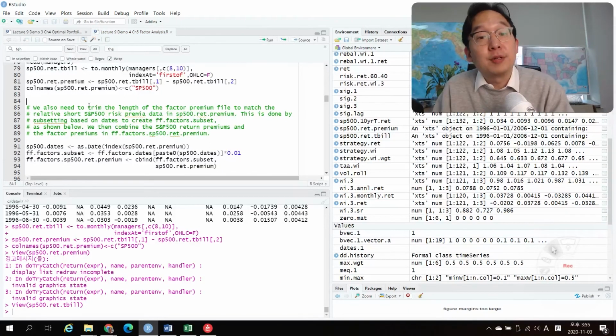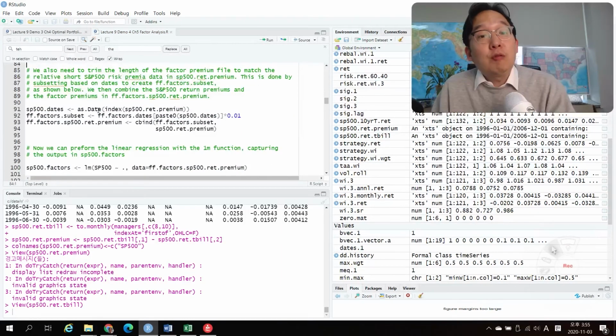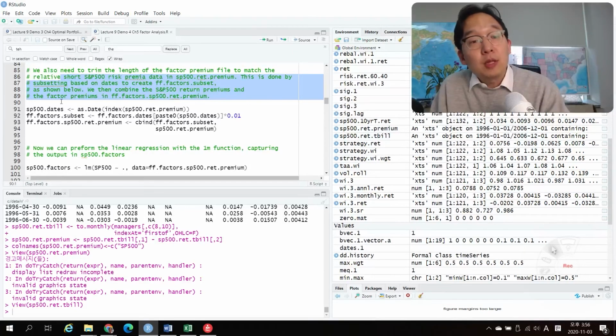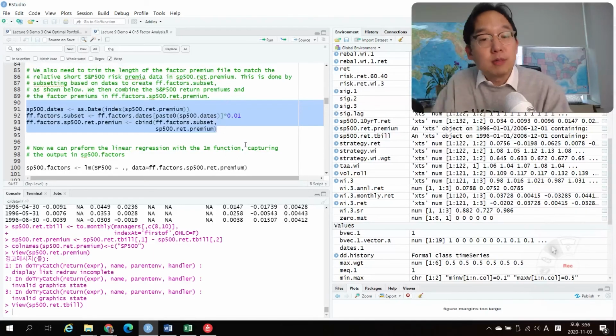Okay, excess return. Anyway, we also need to trim the length of the factor premium file to match the relatively short S&P 500 risk premium data set. This is done by subsetting based on dates to create FF factor subset. As shown below, we then combine the S&P 500 return premium and the factor premium in FF factors SP 500 return premium. The data name is very long, but don't get confused.